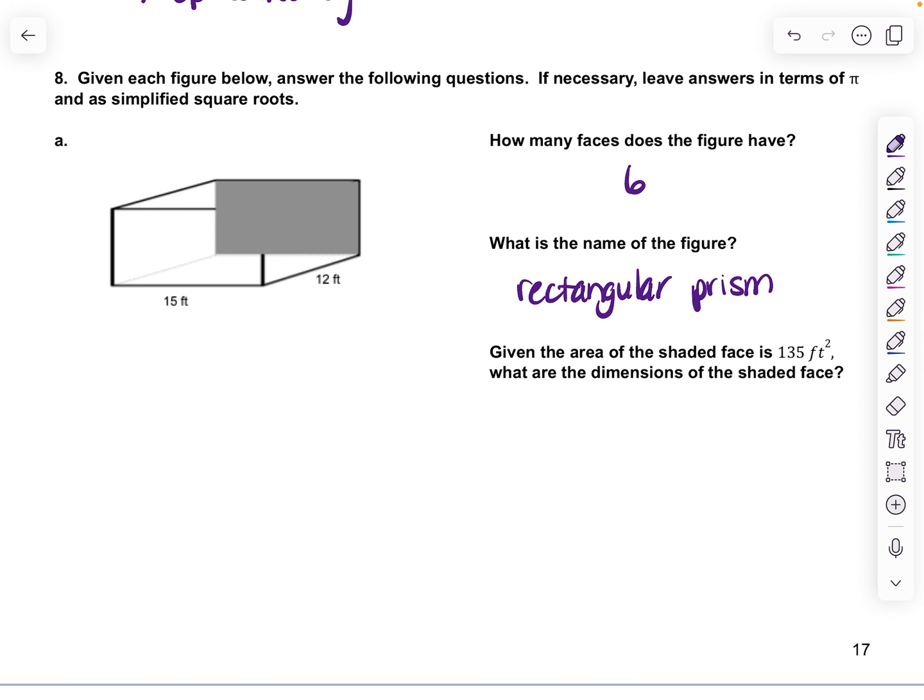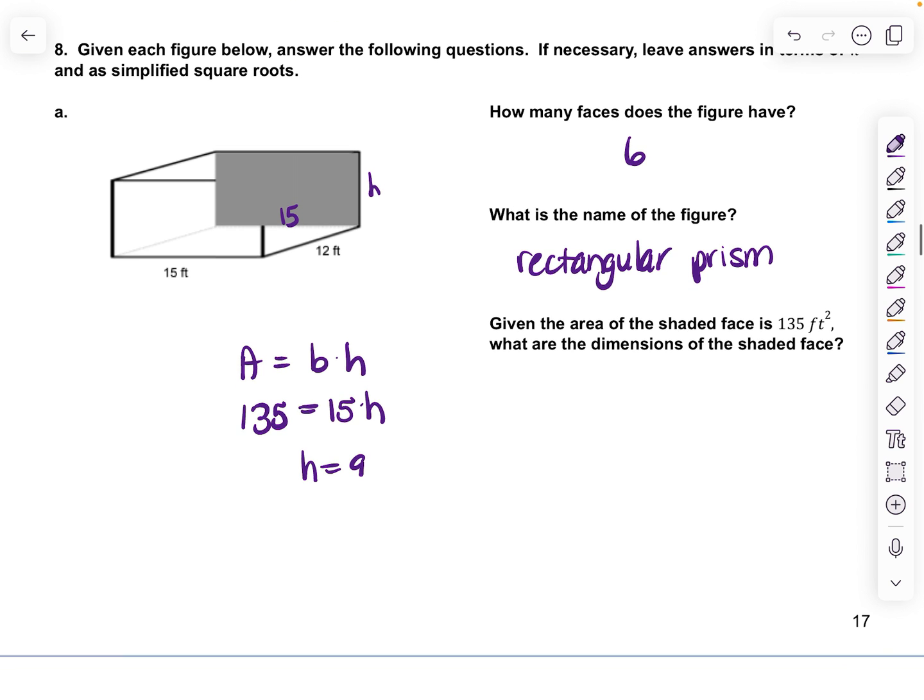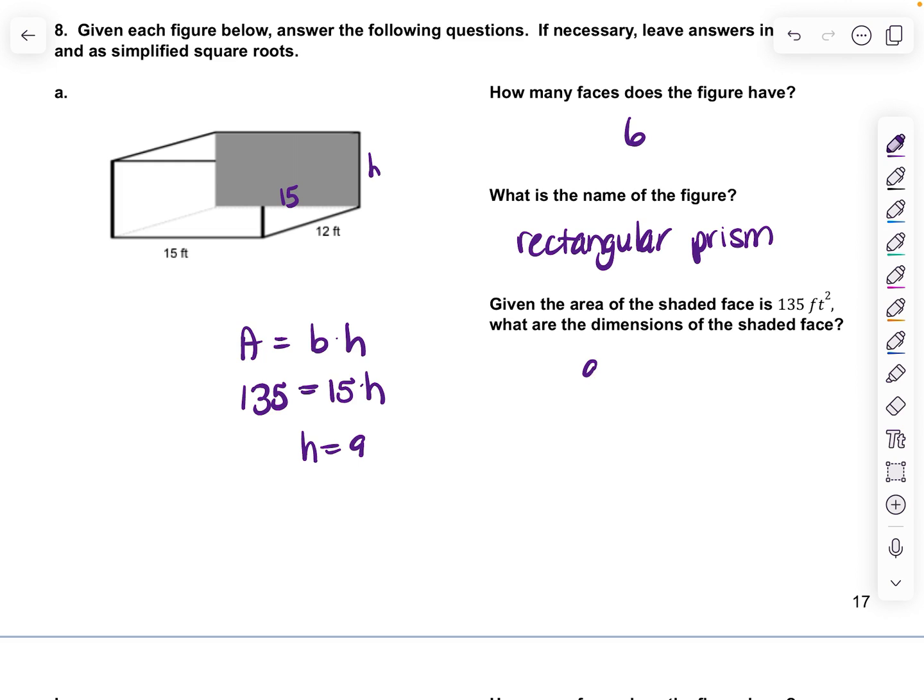15 and 12. We know that this is going to be 15. We're just looking for our height. The area of that particular one would be your base times your height. We know our area is 135. We know that our base is 15, and we're looking for our height. So you divide by 15 on both sides, and your height is 9. That means the dimensions of the shaded area are 9 feet by 15 feet.